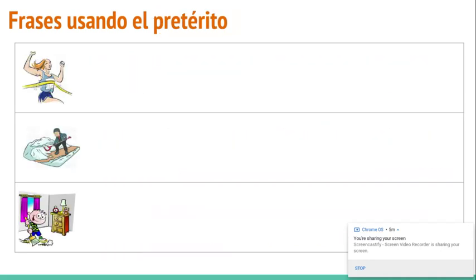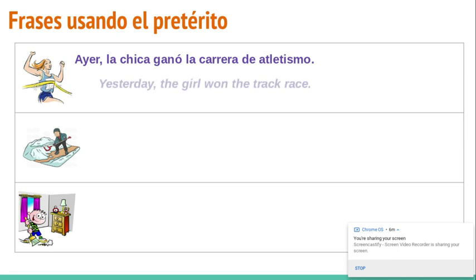Now your frases usando el pretérito. Ayer, la chica ganó la carrera del atletismo. So, yesterday, she won the track race. Yesterday is telling us when it happened. We can pinpoint when it happened.